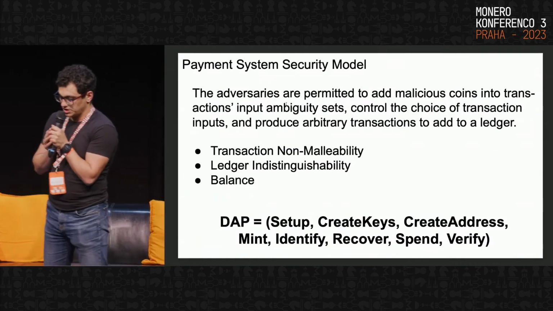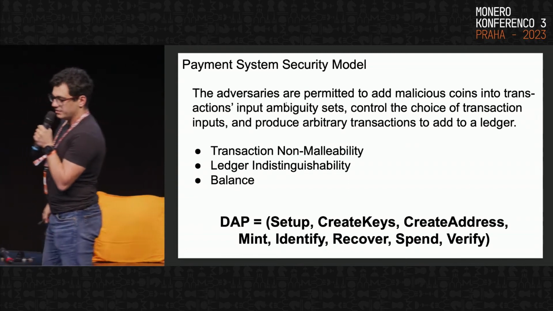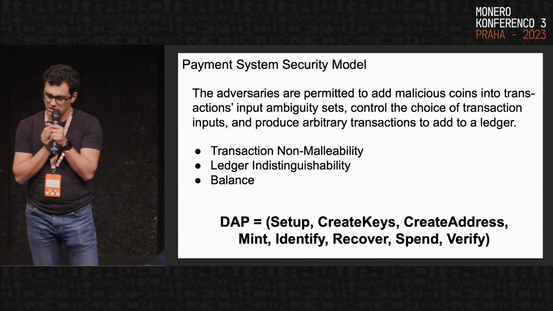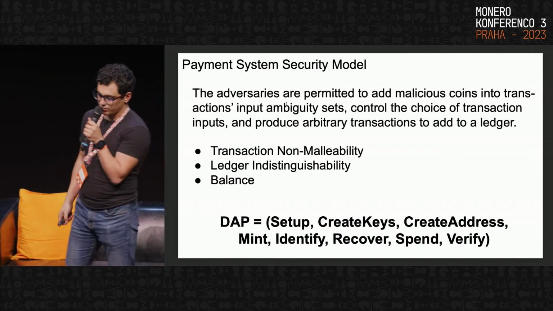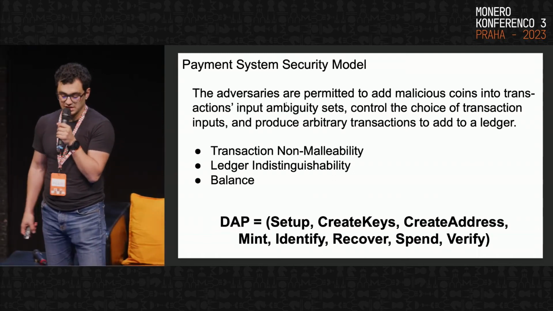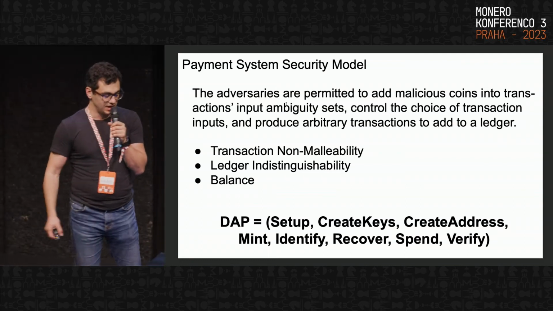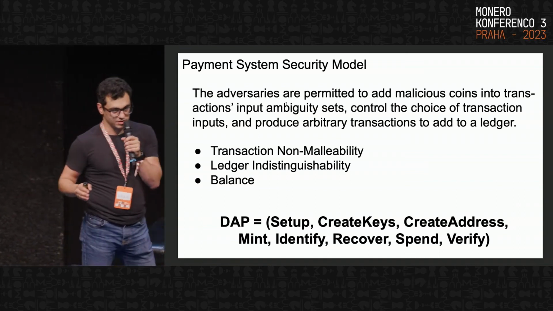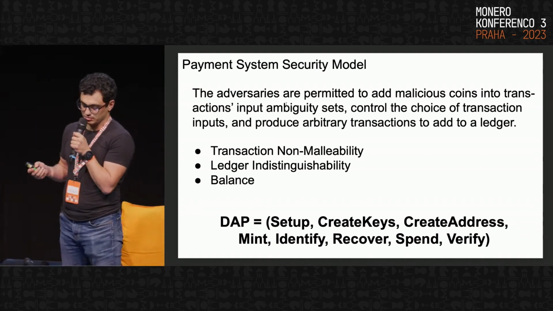I also want to mention that the protocol comes with full formal security proofs. We are using the security framework first designed and used by the Zerocash protocol, which models a very robust setting where adversaries are permitted to add malicious coins into transactions and anonymity sets, control the choice of transaction inputs, and add arbitrary transactions to the ledger itself. In this framework, we formally prove that Spark ensures three security properties, which are the balance property, ledger indistinguishability, and transaction non-malleability.